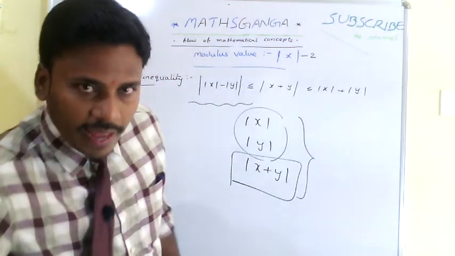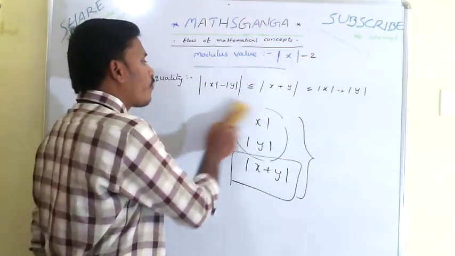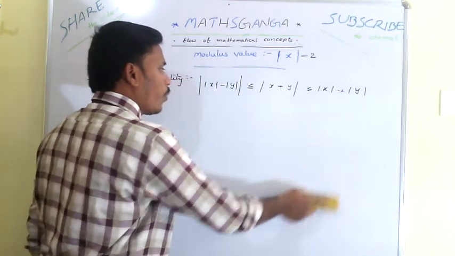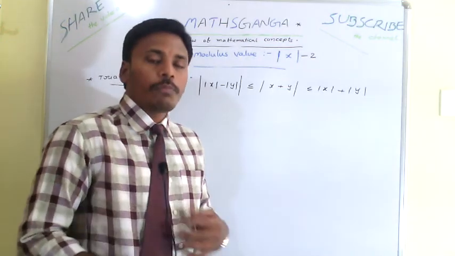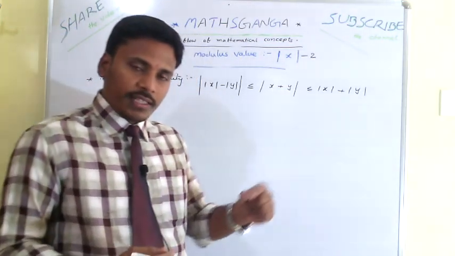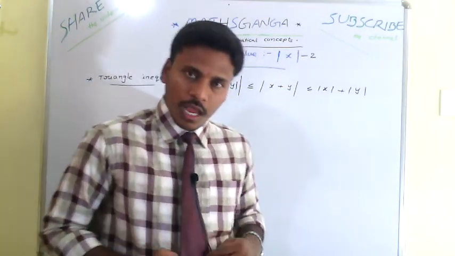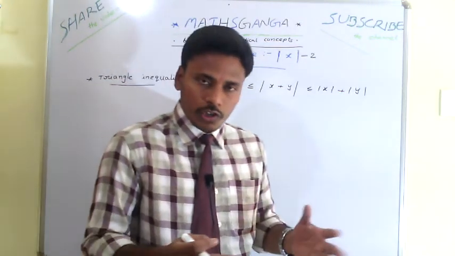So the triangle inequality is: modulus of (mod x minus mod y) is less than or equal to mod (x plus y), which is less than or equal to mod x plus mod y. Before starting, let me revise the definition of the modulus function, with which we are very familiar.